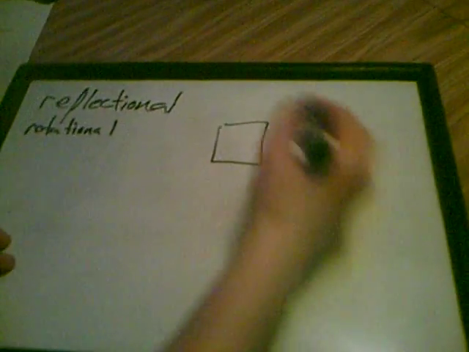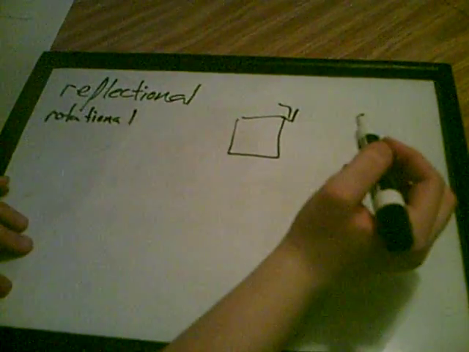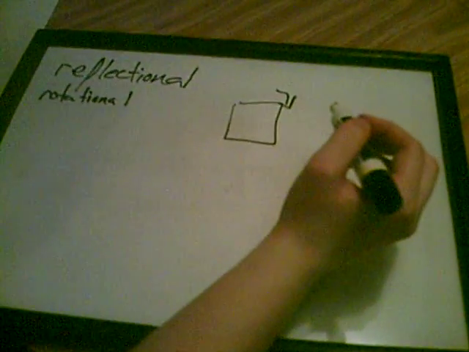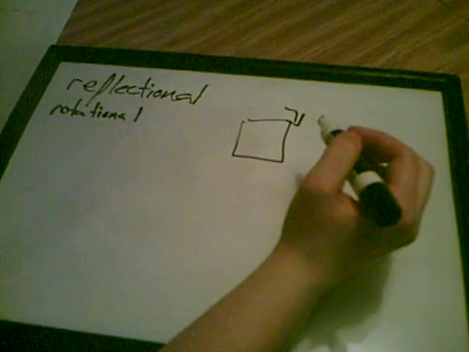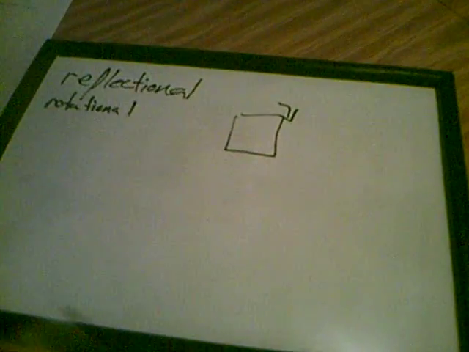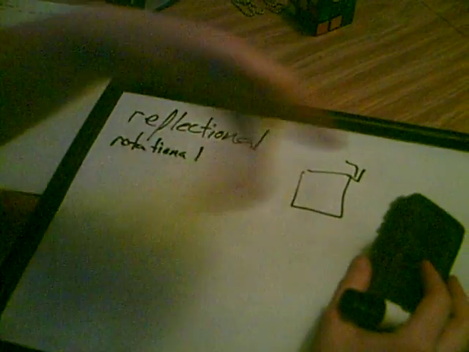Rotational symmetry is when, if I have a square and I rotate it clockwise 90 degrees, it's going to look just like a square. Same if I rotate it 180 degrees, 270 degrees, or 360 degrees. It's always going to look like a square. That's called four-way rotational symmetry, because it has four sides and I can rotate it four different ways.